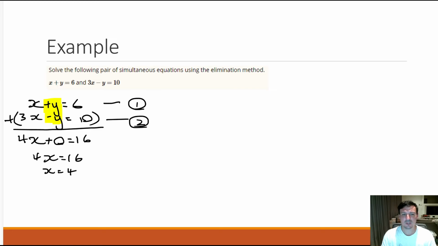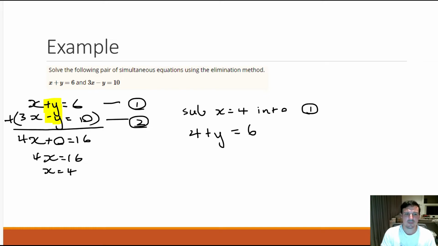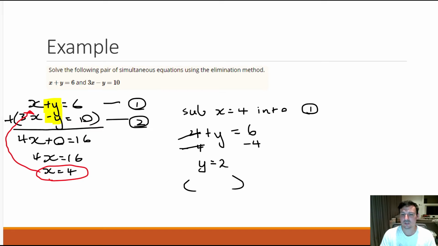From here, we have to substitute. I'm going to sub x equals 4 into equation 1, just because it's going to be easier. So I'm going to have 4 plus y equals 6. So all I've done is I've grabbed this and put that into here. So subtract 4 from both sides. So y must be 2. So my solution for this must be (4, 2). So this intersection point of these two graphs will be (4, 2), if we were to look at it graphically.